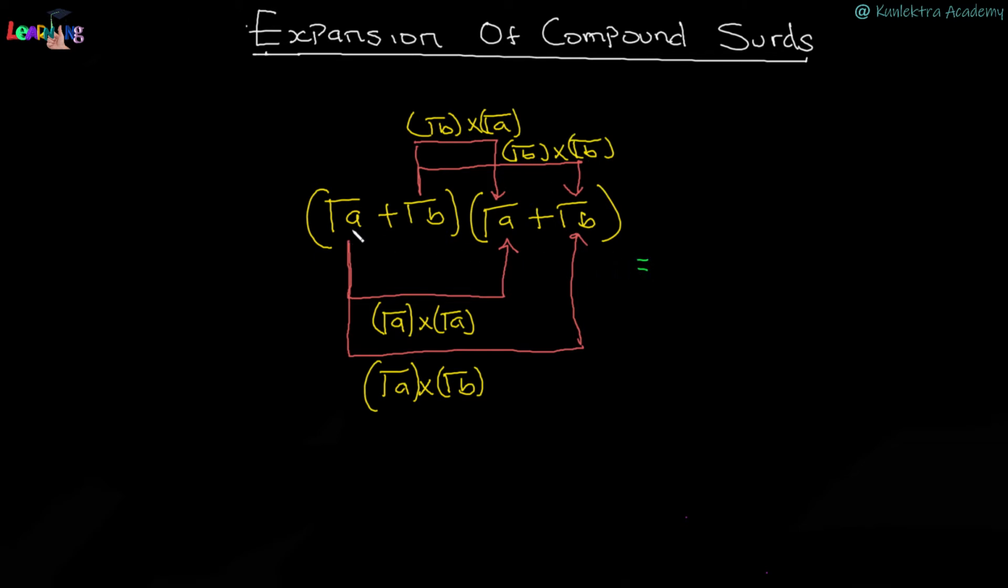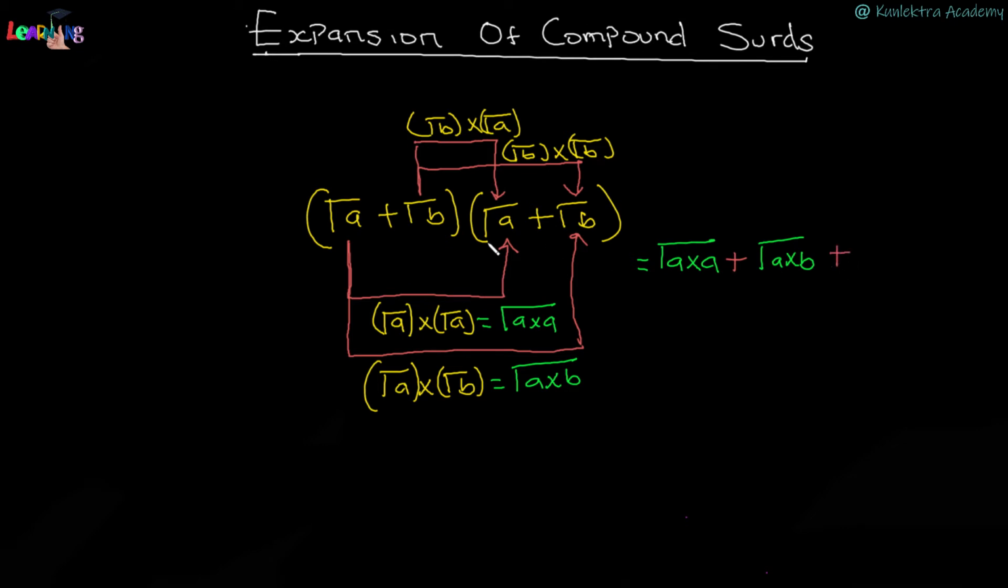This is the first one, root A times root A. Root A times root A will give us A times A, and that's what we will have here first. Now, you consider the sign. Plus times plus is what? Plus. Now, the second one, root A multiplying the second entity, that's root A times B. That will give us what? Root A times B.